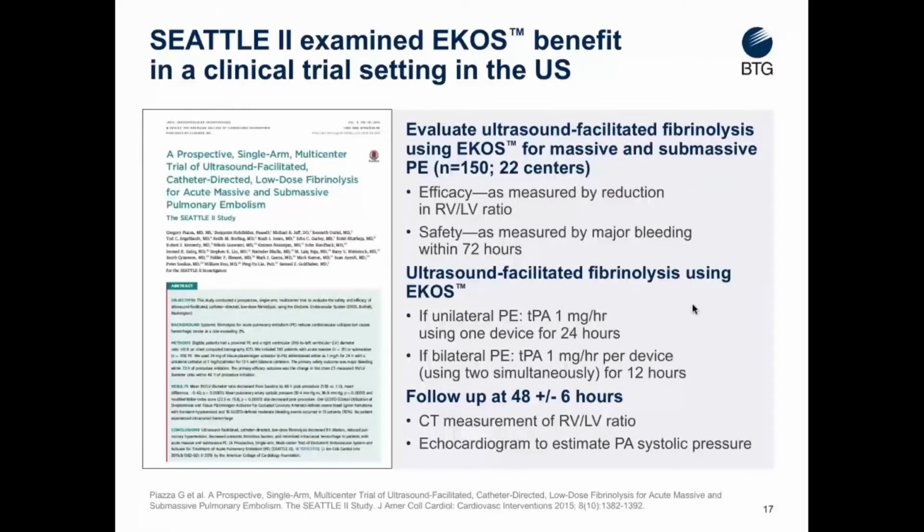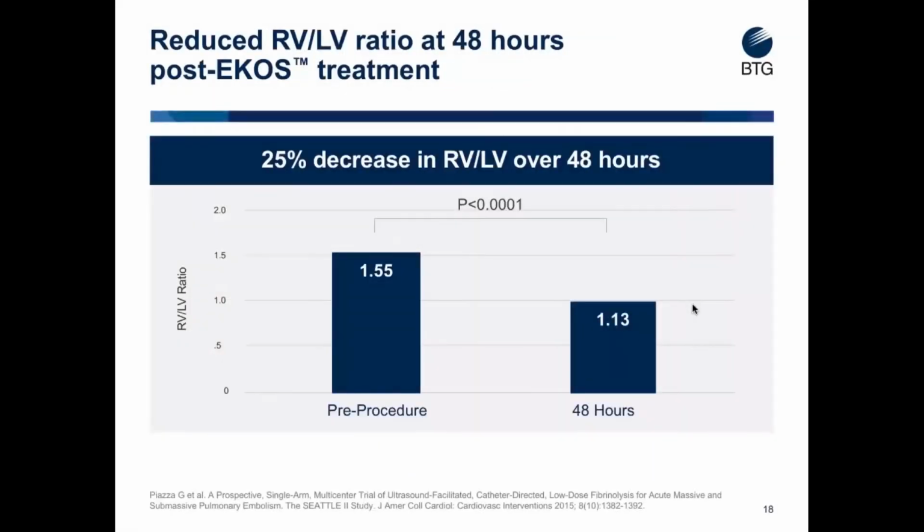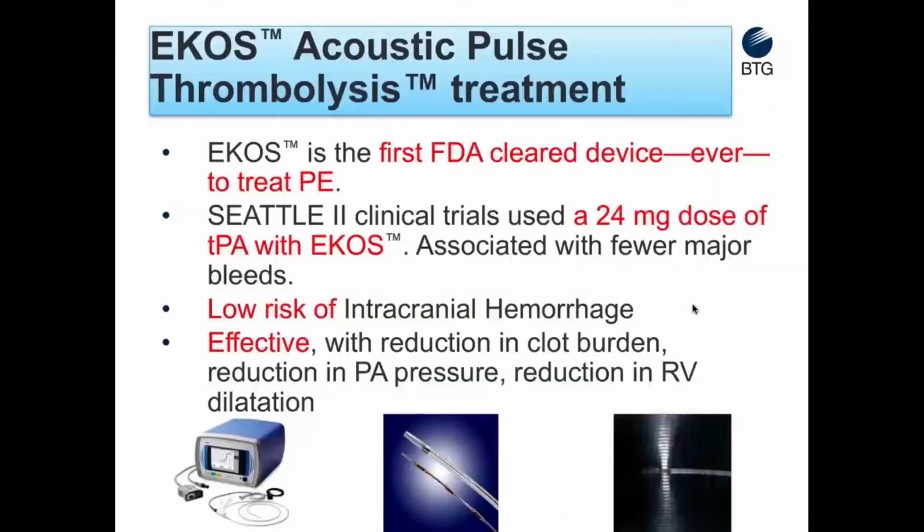Seattle 2 was looking at the reduction in RV-LV ratio at the 48-hour CT scan and a safety endpoint, which was measured within 72 hours of therapy. Seattle 2, as many of you are aware, showed a significant decrease in the RV-LV ratio over the 48 hours, and this was about a 25% decrease in the RV-LV ratio. Now, after ULTIMA and Seattle 2, that really set the foundation for the FDA to provide approval and clearance of this device to treat pulmonary embolus.